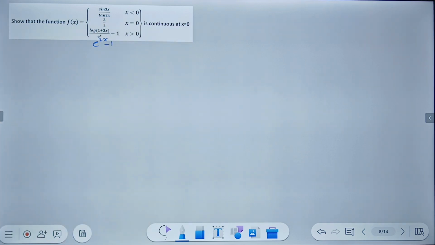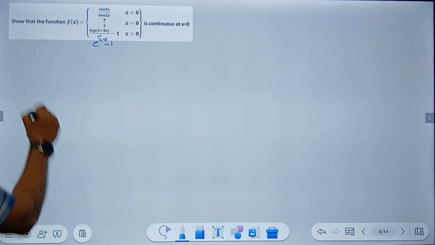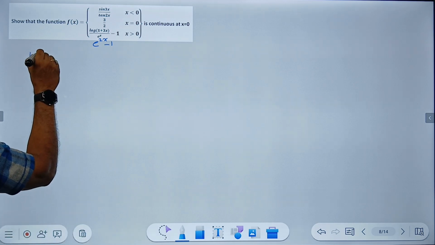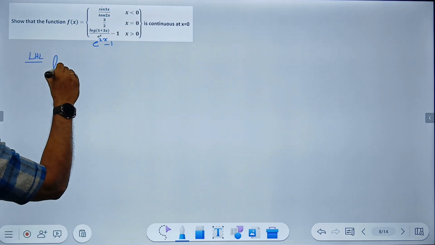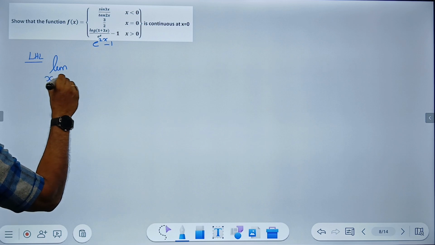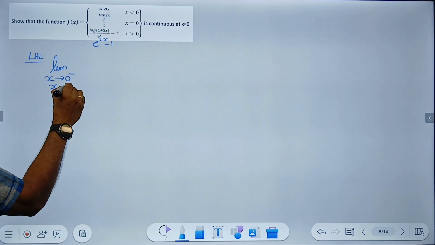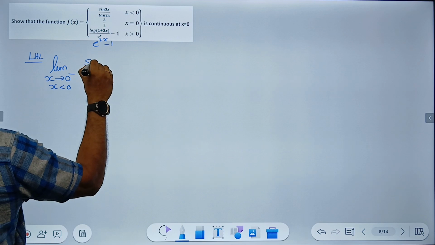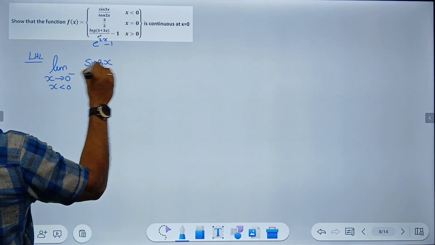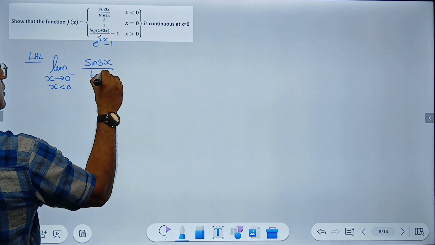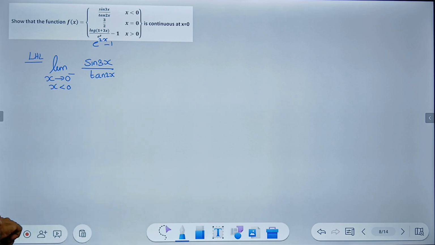Show that the function is continuous at x is equal to 0. So first I'll do left hand limit. What is my left hand limit? Limit x approaches 0 minus. 0 minus means it's less than 0. Less than 0 means what is the function? It is sine 3x by tan 2x.